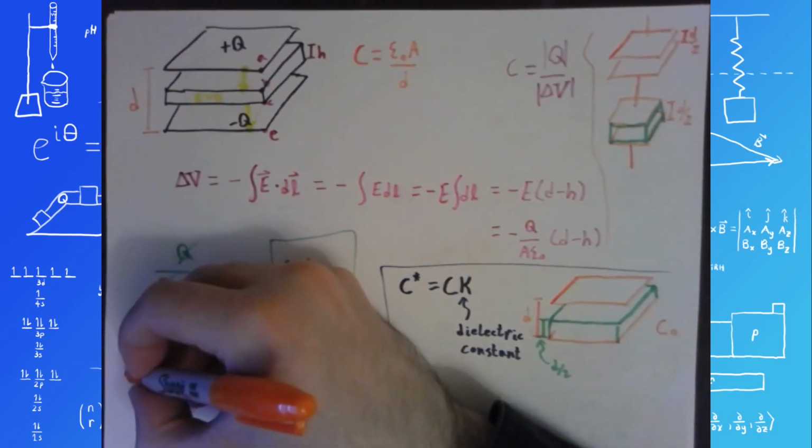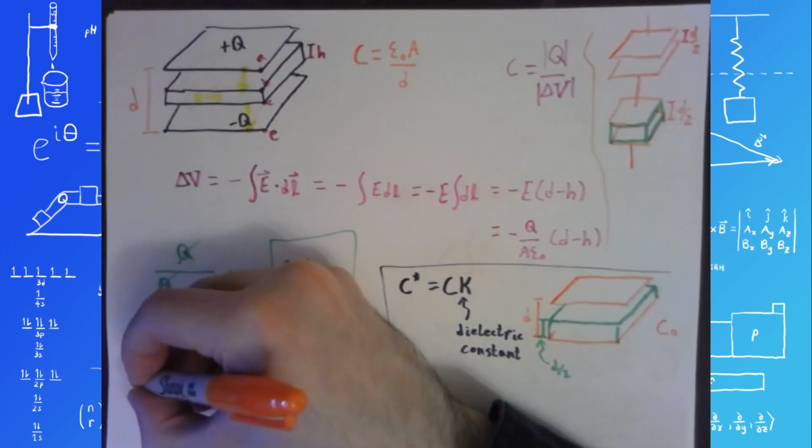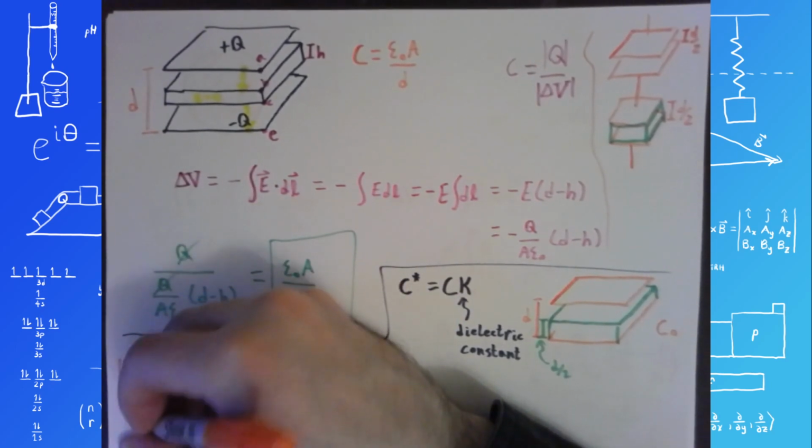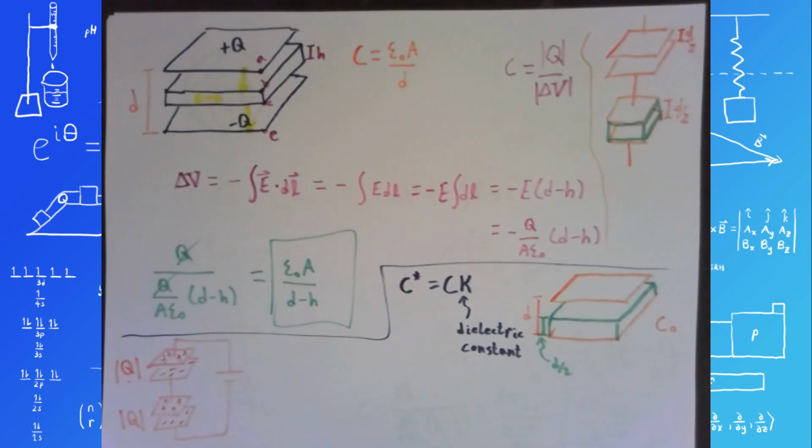So Q on this plate must equal Q on this plate. So the charge is the same for both of them. So if they happen to have different capacitances, then what must be true for them is that their voltages are different. Their charges have to be the same, so if there's any difference between them in terms of capacitance, it's a difference in voltage between the two.